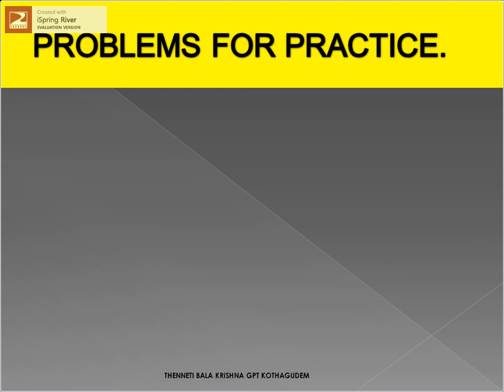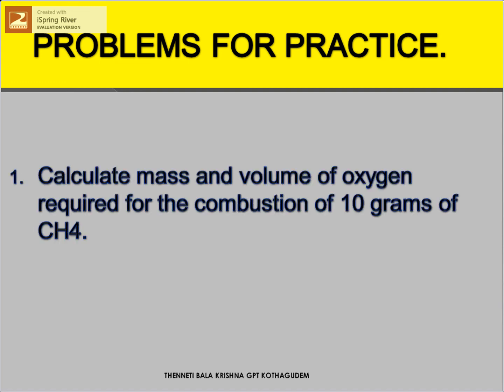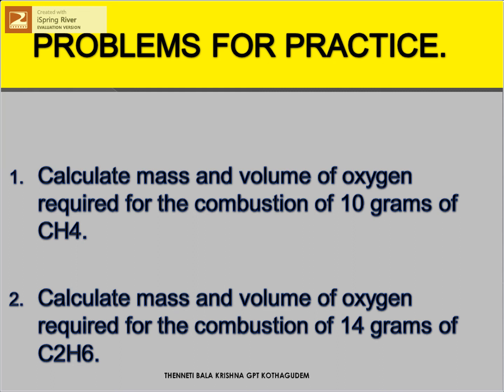Some problems for practice. Try to solve the problems. First you note down the problem. The first problem: calculate the mass and volume of oxygen required for the combustion of 10 grams of methane. Next, note down the problem: calculate the mass and volume of oxygen required for the combustion of 14 grams of ethane, C2H6.